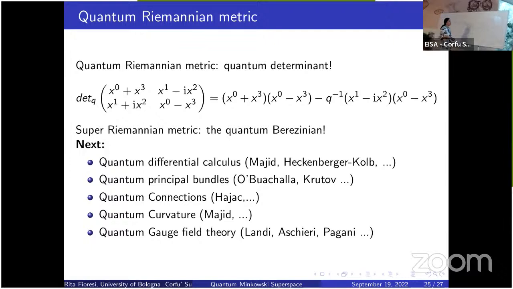You want to do differential calculus on this object. You want to look at principal bundles, connection, curvature, and also quantum gauge field theory, that Aschieri gave a very nice talk on in Bologna just a week ago. You want to be doing all of this in the quantum and in the super setting. This is only a wish, because nothing has been done and we need young people that want to do this. So this is for young and less young, of course.